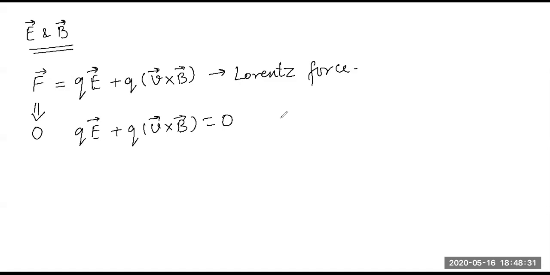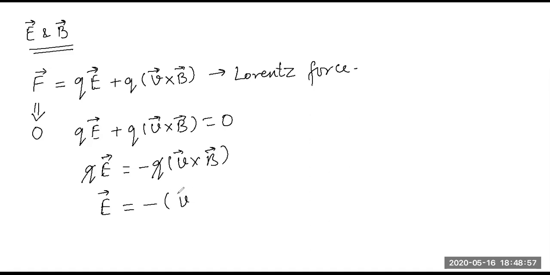Got this or not? So QE can be written as minus Q V cross B. Now Q and Q will get cancelled out. So vector E should be equal to minus of vector V cross vector B. Just see this relation.